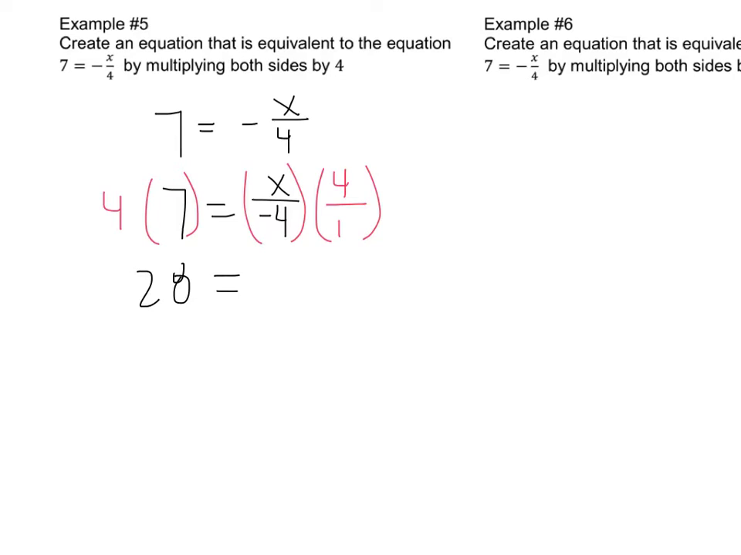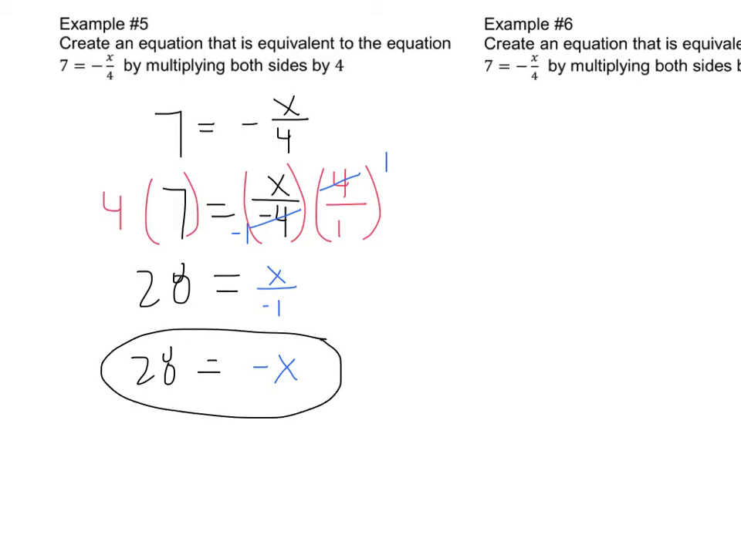And then on the right, let's see what we have here. We have 4 here, and we have negative 4. Well, what's that going to give us? If I simplify that, 4 divided by negative 4 is going to give me a negative 1. 4 divided by 4 is 1. Negative 4 divided by 4 is negative 1. So we're left with x over negative 1, which is the same thing as negative x, because x divided by negative 1 is negative x. All right, so our equivalent equation would be this: 28 is equal to negative x.